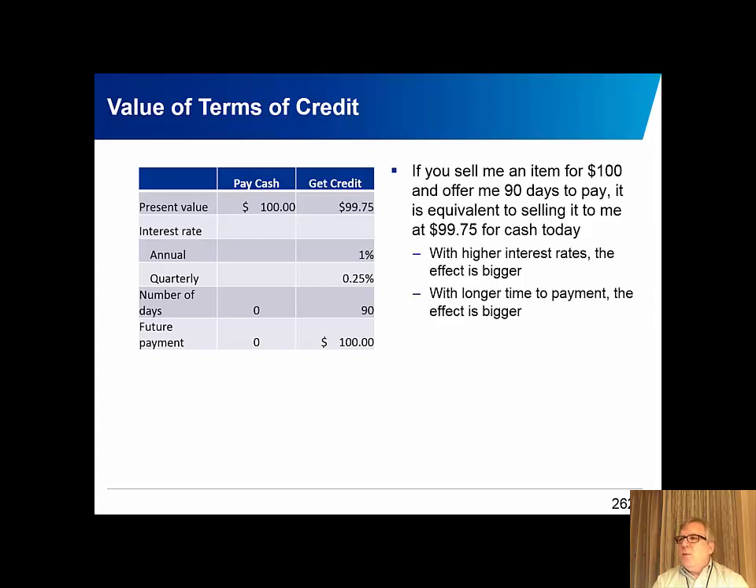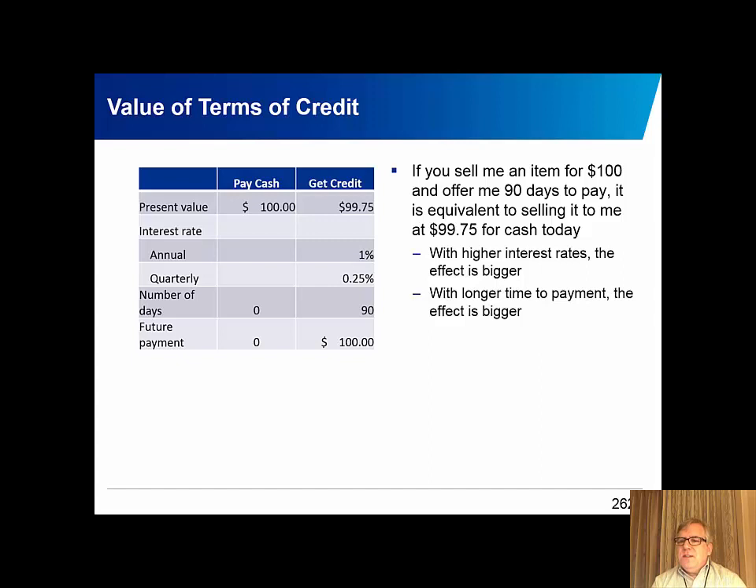Alternatively, someone might offer me the option of saying, if you pay cash today, I'll give you a discount. And it's the same concept. I'd say, well, at what point would I be indifferent between paying cash today and getting a discount versus getting 90 days of credit? And that point would be, if they offer me a discount of taking it down to $99.75 or even something lower, I'd be more than happy to take that transaction, because that's better than I can do if I put the money in my bank and waited 90 days in order to pay you.